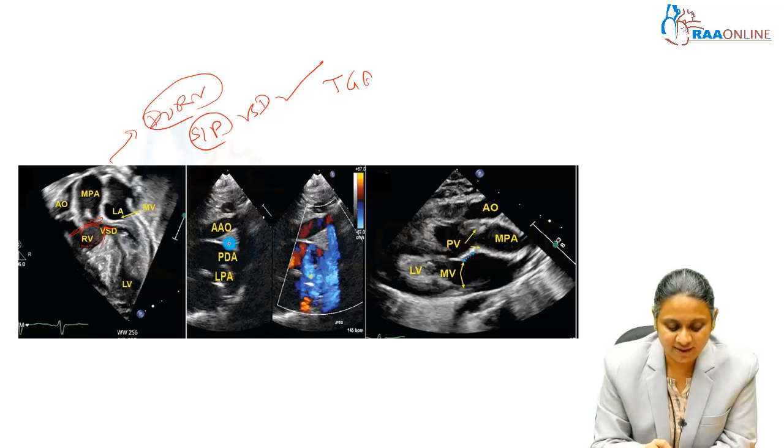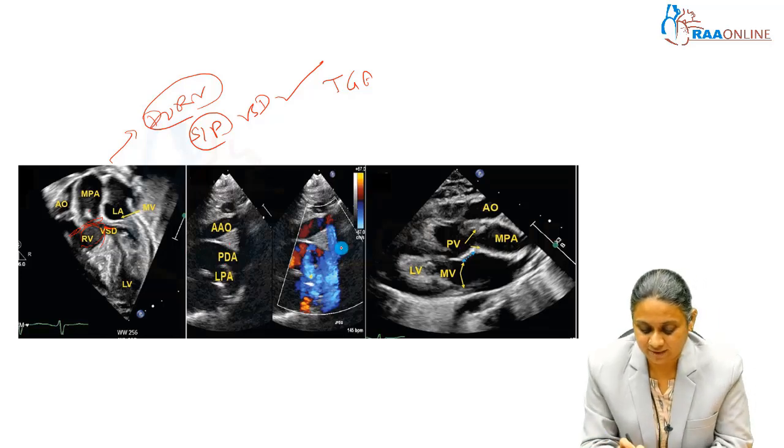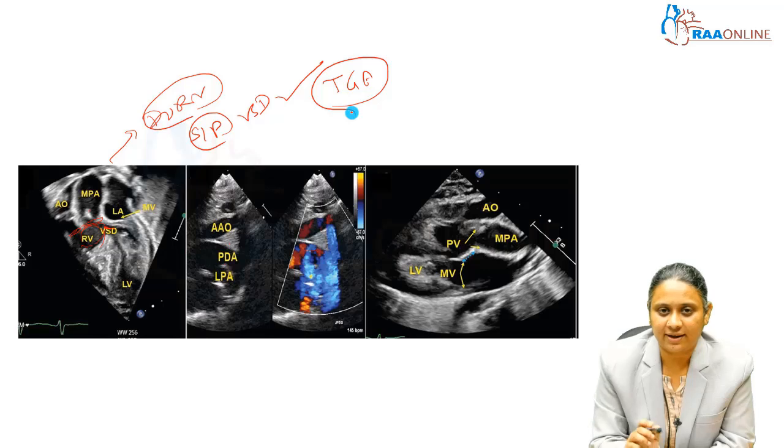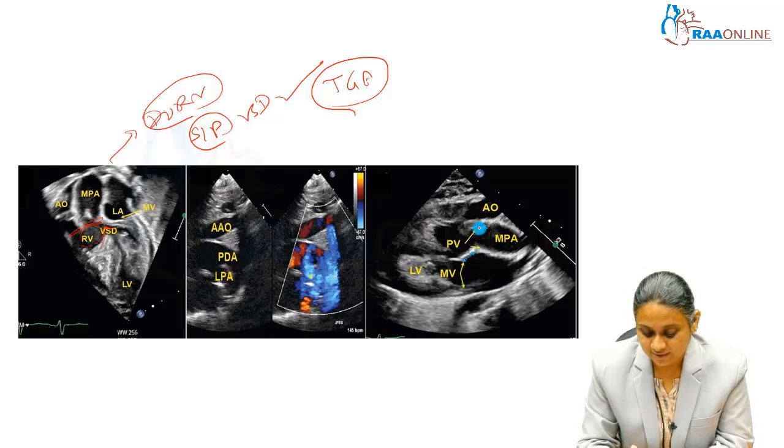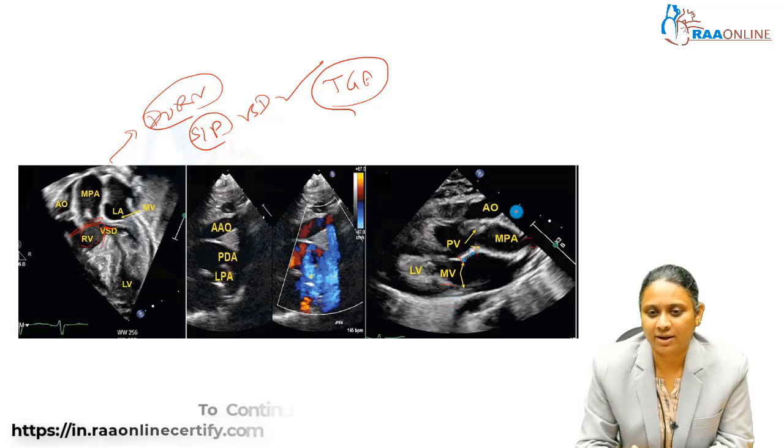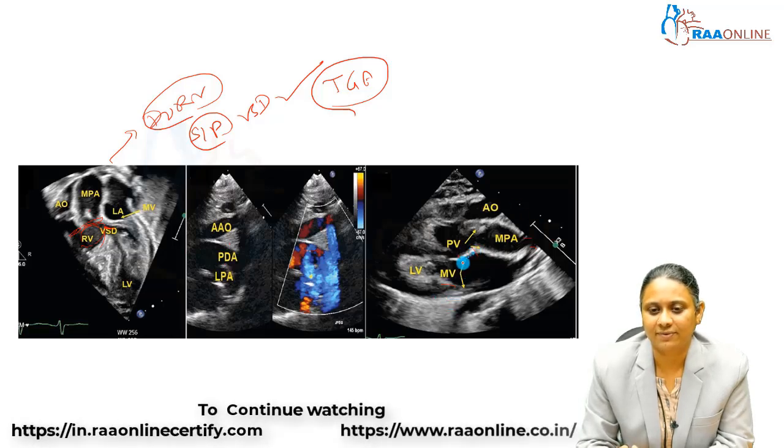There is an additional finding, there is a large PDA, the flow of which you can see here. Here, since it is a TGA type, like I said earlier, this is the pulmonary valve because it will bifurcate here. This is the aortic valve. So this pulmonary valve is discontinuous from the mitral valve. You can see the level of discontinuity here. So here the pulmonary valve is discontinuous from the central fibrous body because of the presence of the conus tissue, which makes it superior.